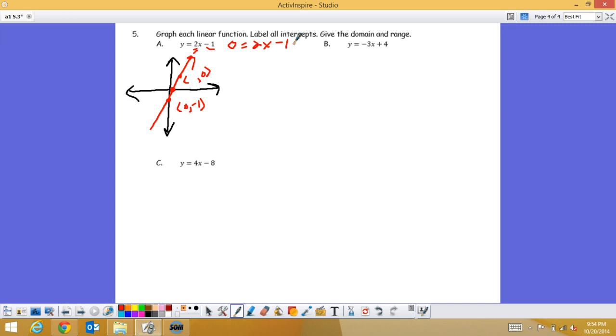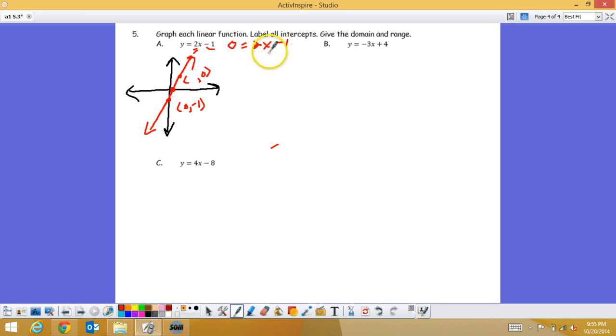Now, one overriding theme this year that you are going to hear a lot is whenever you want to find an intercept of the graph, let the other variable be 0. So for example, when we want to find this x-intercept, we're going to let y be 0. We're going to then solve it for x. To find any y-intercept, you're going to let x be 0. For example, in this equation, if we let x be 0, 2 times 0 is 0, minus 1 is -1. There's our y-intercept.